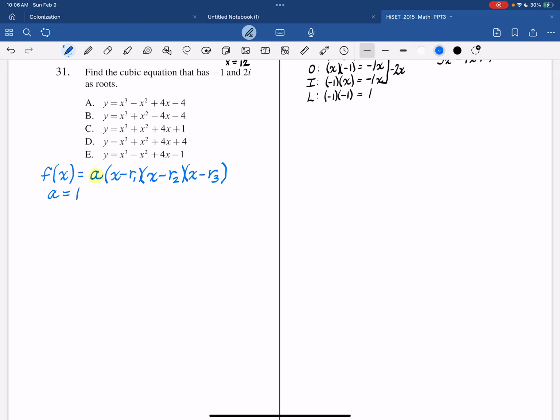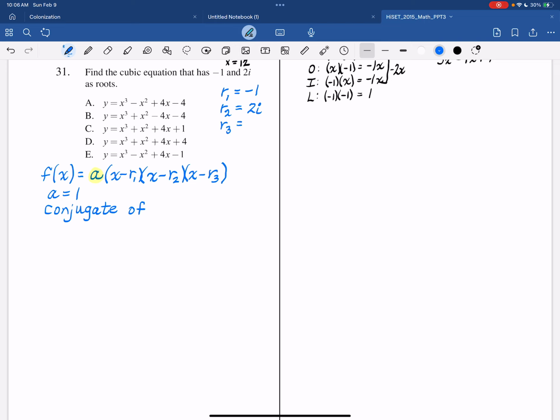The other thing that I have to remember is the definition of a conjugate. And without going into it deeply, let me just say this. The conjugate of 2i, and let me read the question. It says, find the cubic equation that has -1, 2i as roots. Now, if it's a cubic, it has to have 3 roots, and they've only given me 2. So let's say that root 1 is -1. Root 2 is 2i, where i stands for imaginary. So I need to know a root 3.